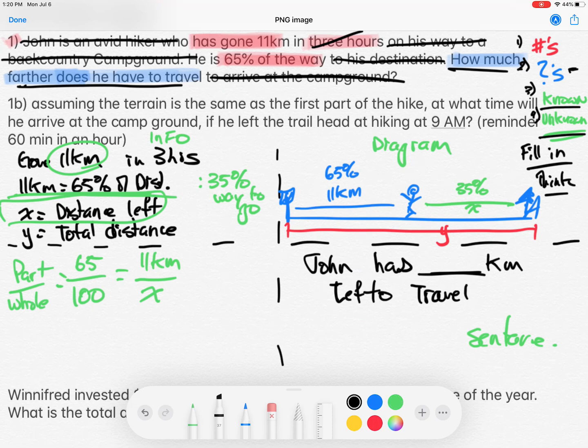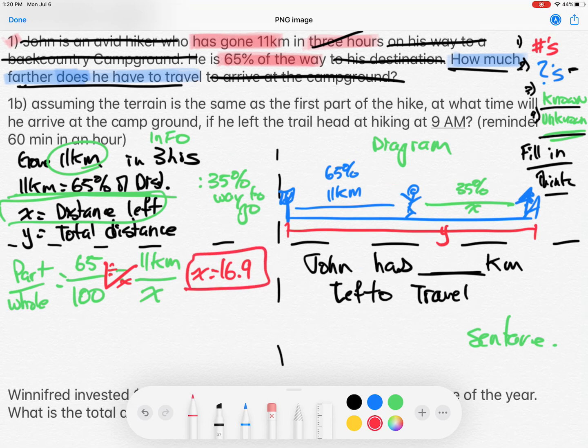Now, many of you solve this in different ways. I am an avid fan of cross multiply and divide. That's just how I teach and how I solve. So I'm going to cross multiply and then divide. I'm going to take 11, multiply that by 100, then I divide that by 65. X is going to be 16.92. We'll just call it 16.9.